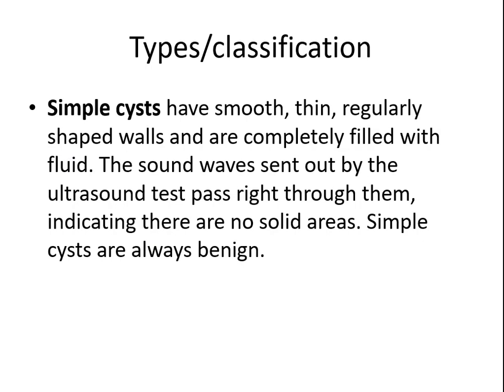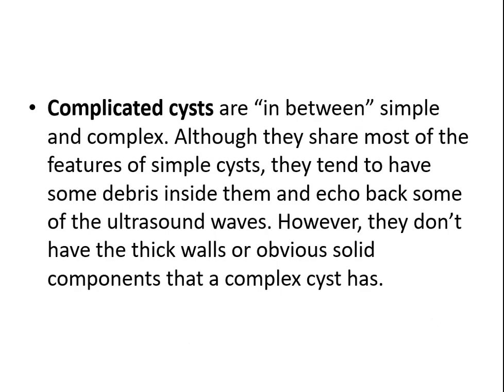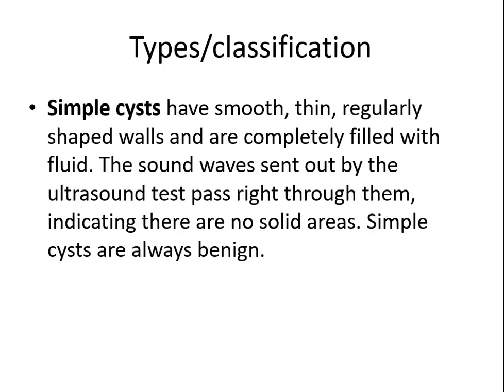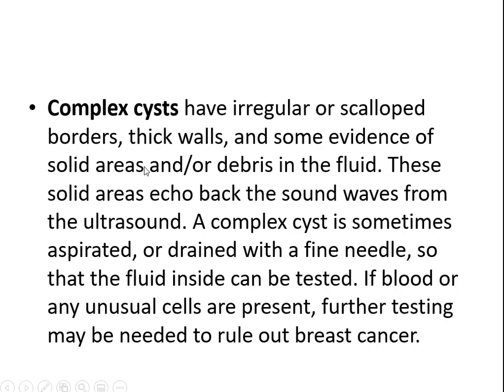Next, that is the types or classification of the breast cyst. So there are mainly three types of breast cyst, or three classifications. They are simple cyst, complex, and complicated. Okay. So first, that is the simple cyst. A simple cyst has smooth, thin, and regularly shaped walls, and they are completely filled with fluids.